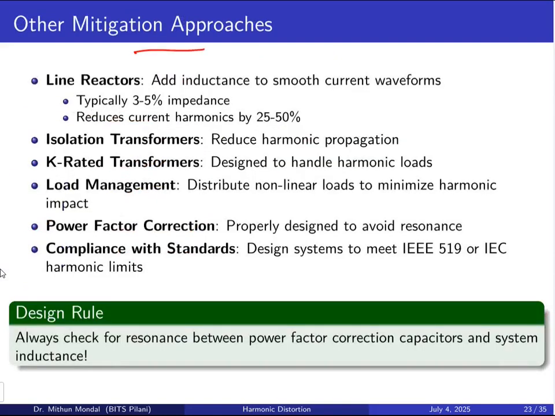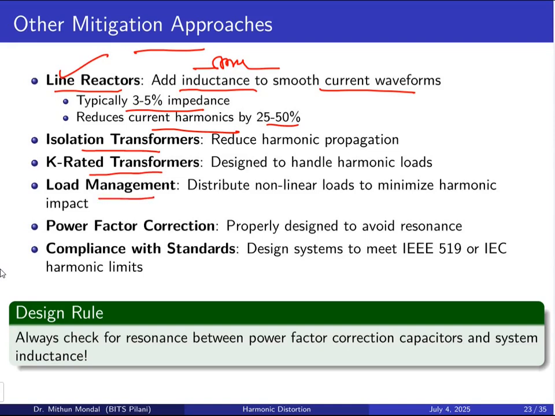If you talk about the other mitigation approaches, you can have line reactors, which basically add inductance to smooth the current waveform. So you add an inductor, the current waveform will be smooth, and typically it will have 3 to 5% impedance to reduce the current harmonics by 25 to 50%. So line reactors is again one technique. Isolation transformer, K-rated transformer, you can do load management, power factor correction, and you can also comply with certain standards, giving different mitigation approaches. So these techniques are very important.